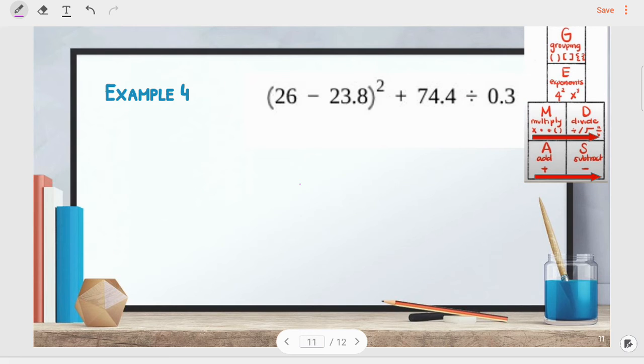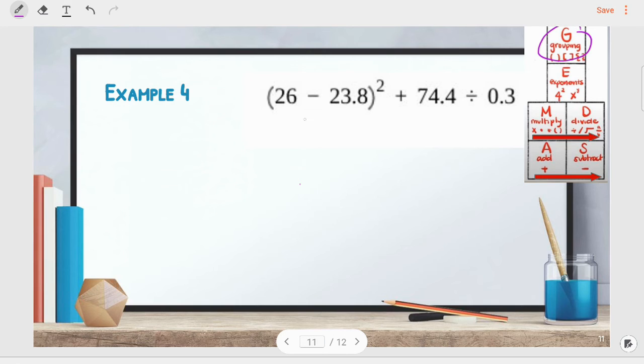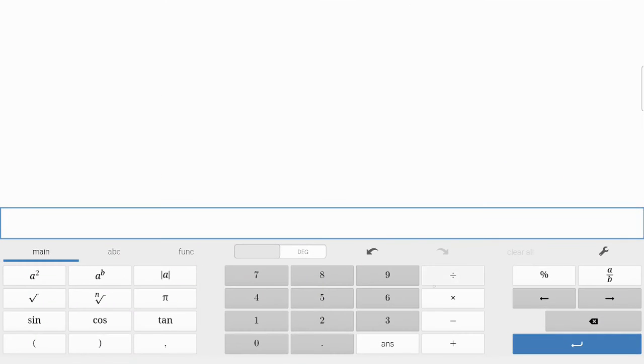All right, example number 4. We are going to start at the top with grouping symbols, and I do have some grouping symbols. 26 minus 23.8. If I type that in my calculator, I'm going to get 2.2. And I'm going to continue on my way. There are no more grouping symbols, so I'm going to move on to exponents. Do I have any of those? I sure do. 2.2 to the power of 2, 4.84.